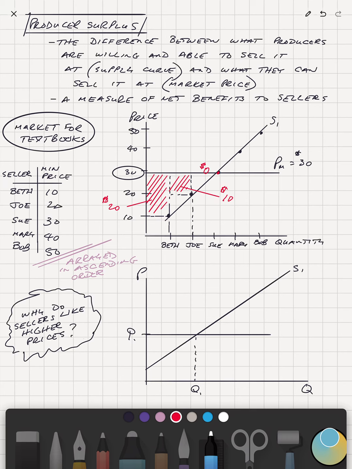So now we can see that producer surplus is the area bounded above the supply curve but below the price. In this example, producer surplus is equal to $20 plus $10 plus $0, which is $30. Okay, does everybody understand that? It's $20, $10, and $0.